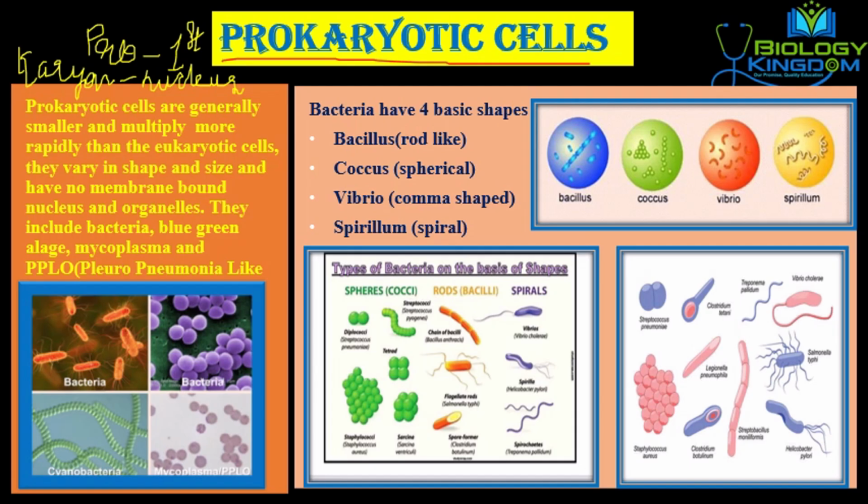Now let us understand about them. These prokaryotic cells are generally smaller and multiply more rapidly than the eukaryotic cells. They vary in their shape and size, and have no membrane-bound organelles such as a nucleus and other organelles. They basically include bacteria, blue-green algae, which we also call cyanobacteria.